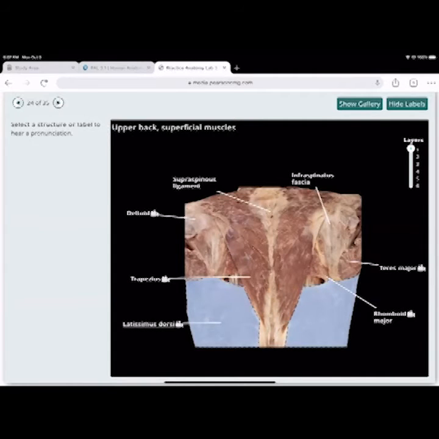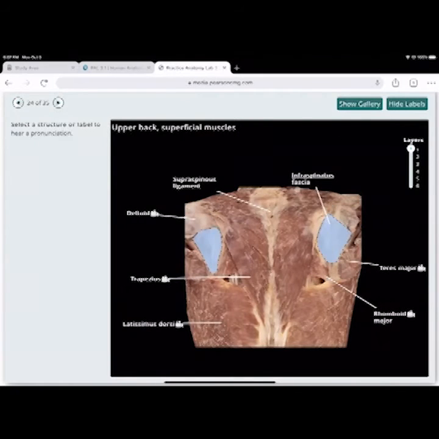We have the rhomboid major and the teres major. Underneath those are the teres minor and the rhomboid minor. So here's your teres major, your rhomboid major, and your infraspinatus fascia, the white material protecting the muscle there. And we'll dissect down.